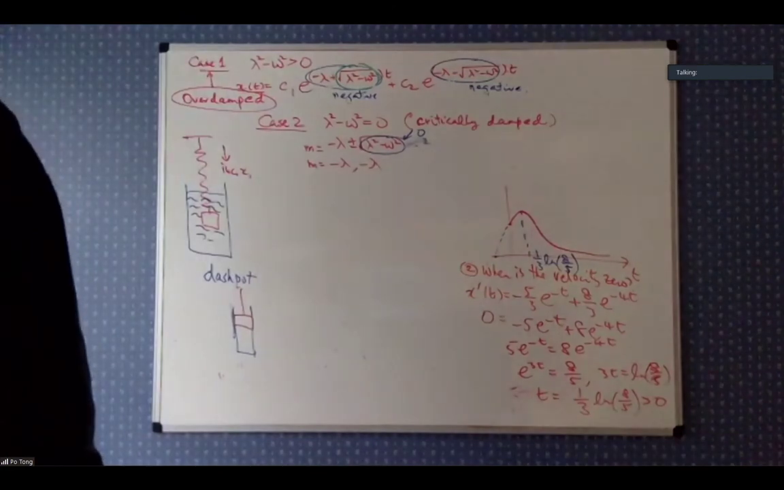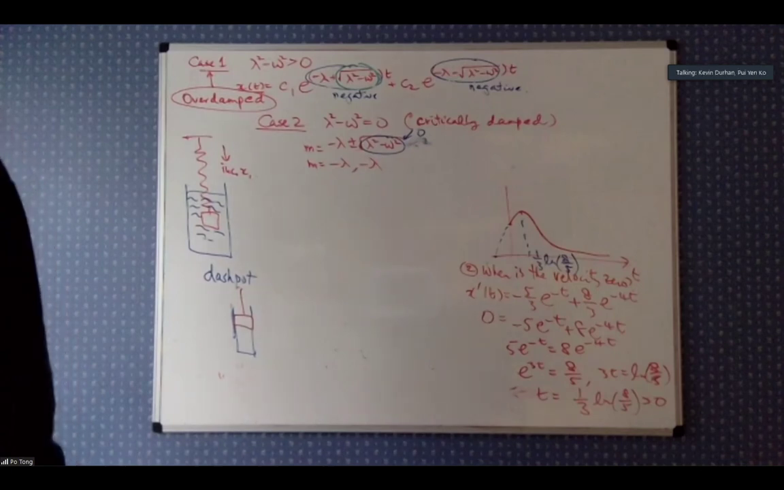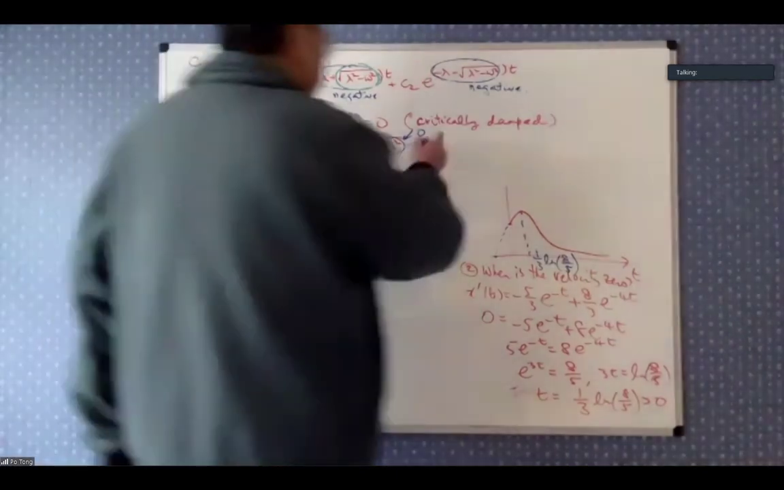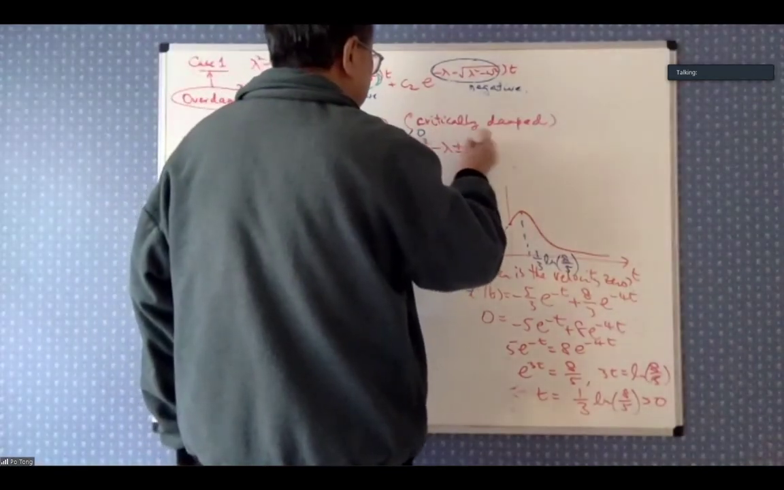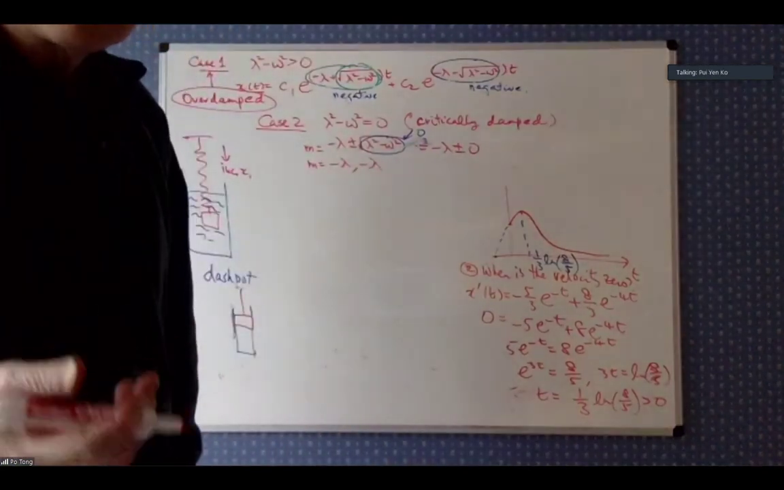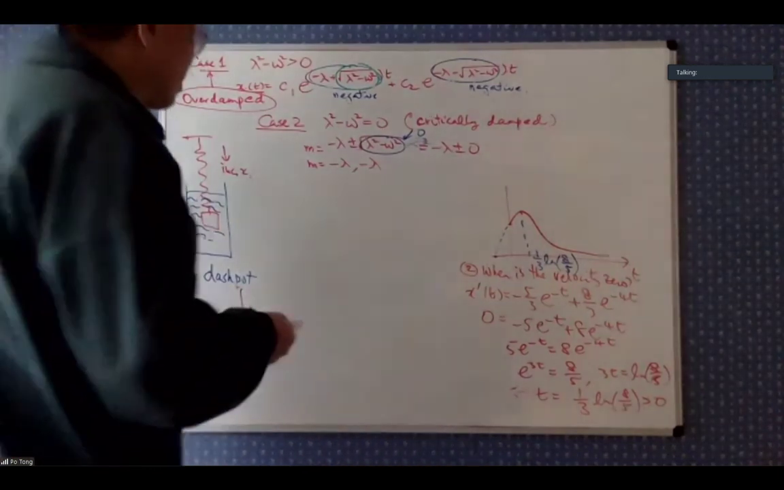You guys know what I'm talking about? Why is it two minus lambdas? Why not just one? Because they are minus lambda plus or minus zero. So you have a double root. It's multiplicity, it occurs twice.